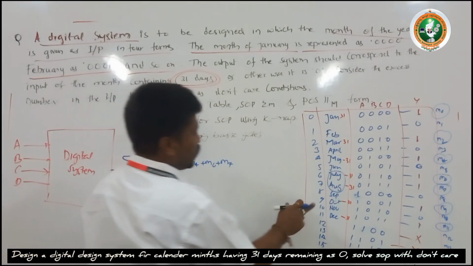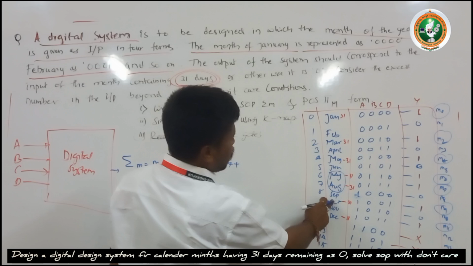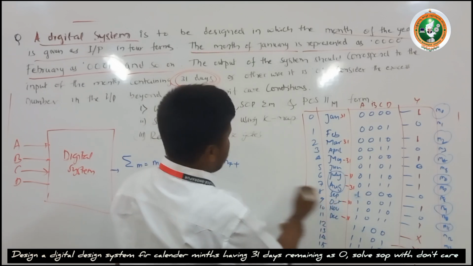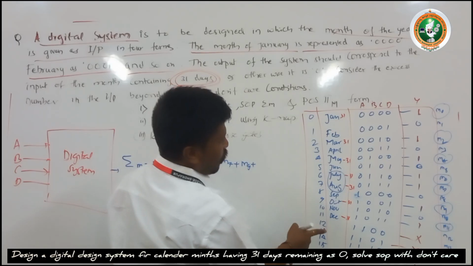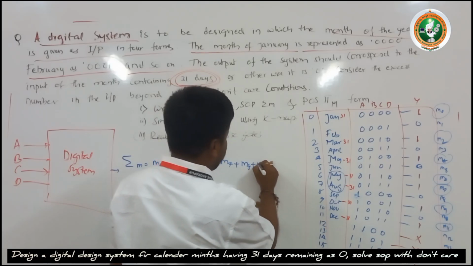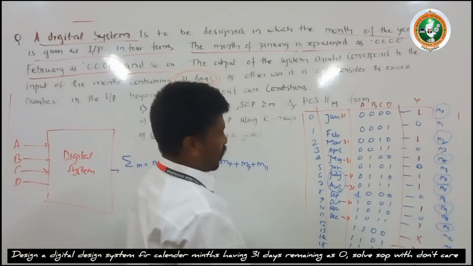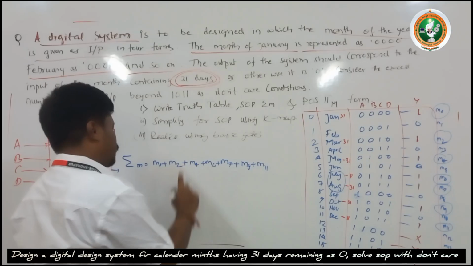Next, October also has the one, so I have to write M9 plus M11. M12 is not yet considered. Okay, M10. This is the summation form.